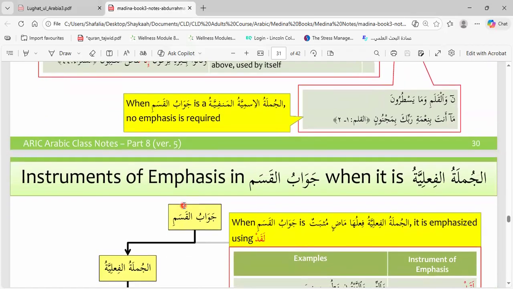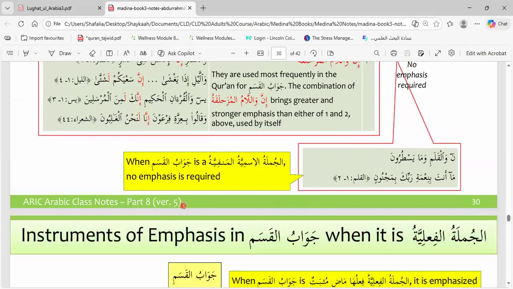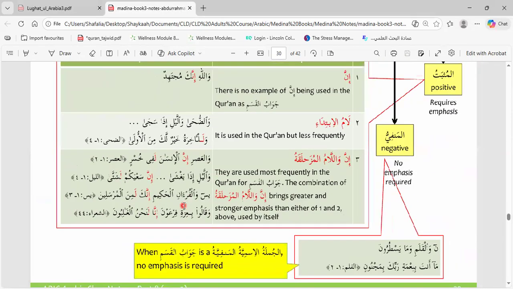When jawab al-qasam is a nominal sentence, it doesn't require an emphasis. So here we have noon wal qalami. They are a jumla ismiya, al-mulkiyah. There is no emphasis required for these. So here we see that it's going to the negative.